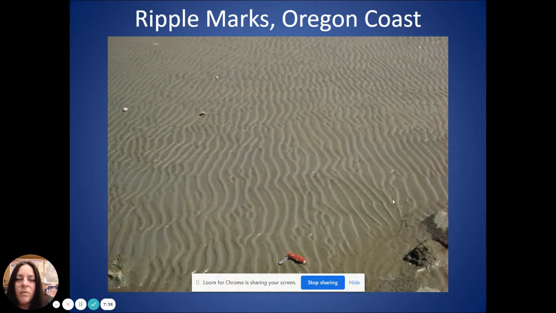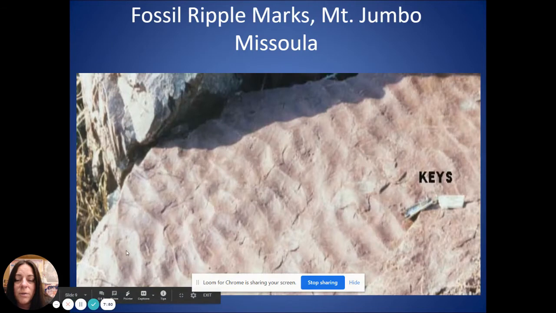You can also have beautiful things called ripple marks. So this is out on the coast. Shout out to both Jack and Drew. They're probably having fun playing with this right now. But what they're seeing is ripple marks right on the beach. So you can see the little knife and now the little keychain right here.